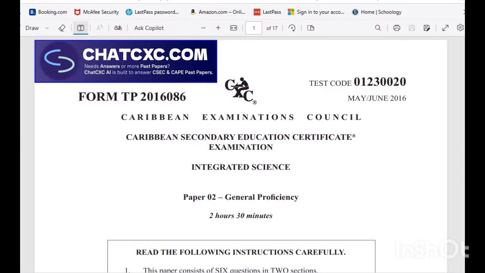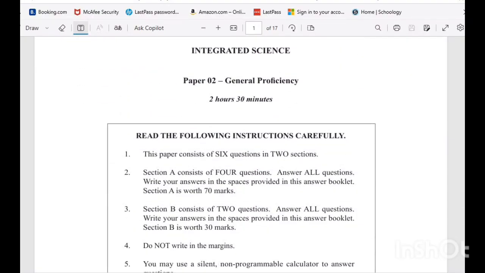If this is your first time looking at an Integrated Science paper, remember you have 6 questions on this paper. There are no option questions, and your time is 2 hours and 30 minutes. So let's get straight into this paper to see what is there for us.